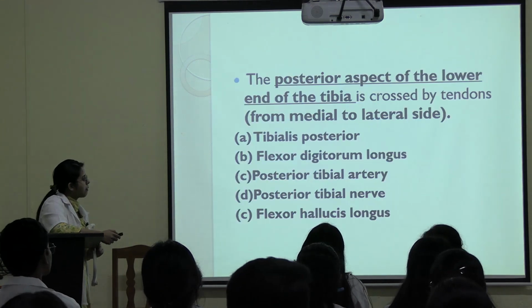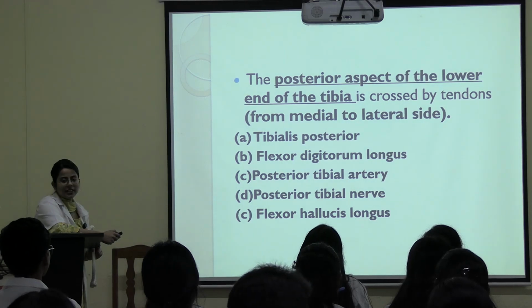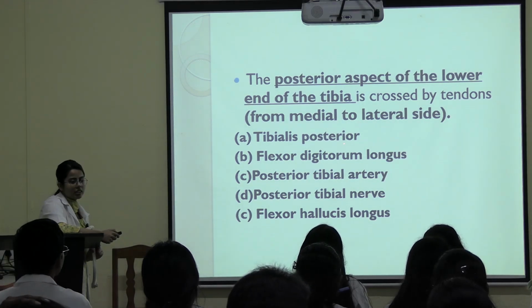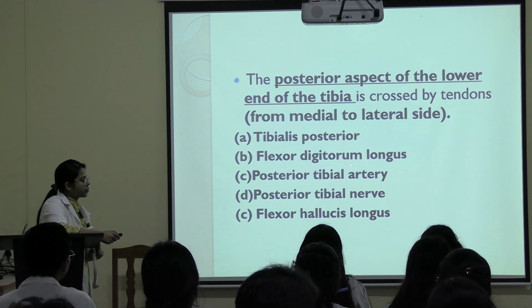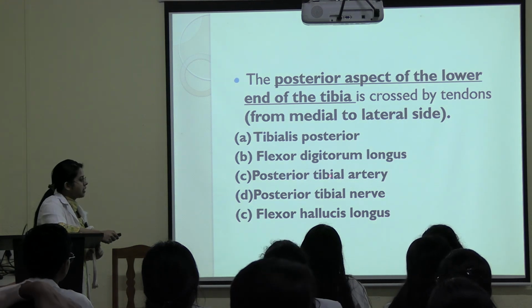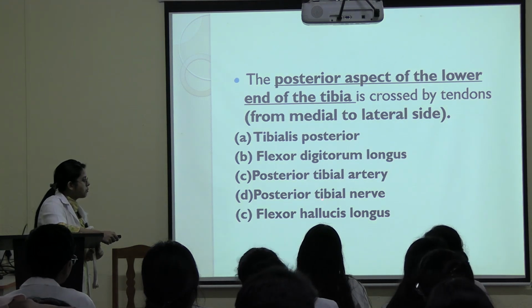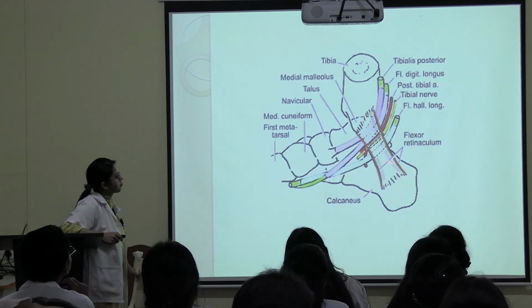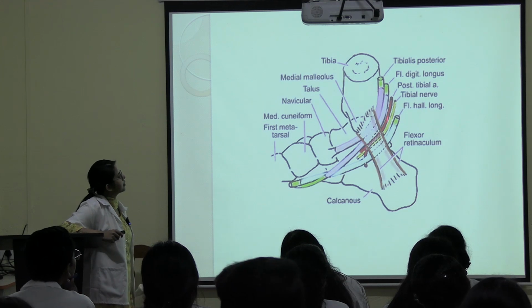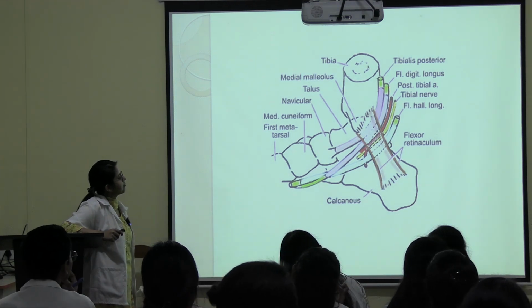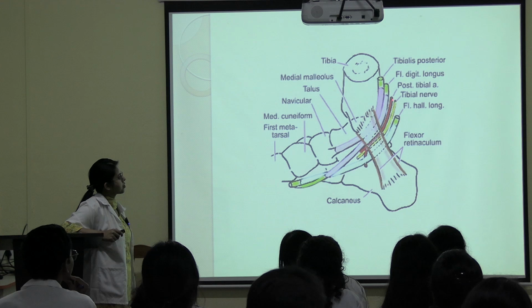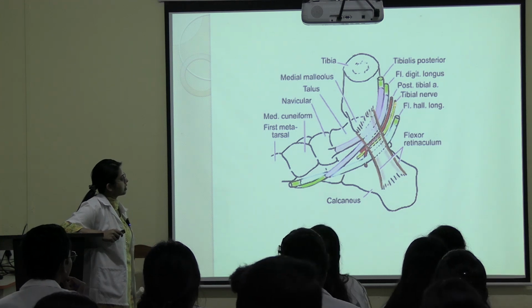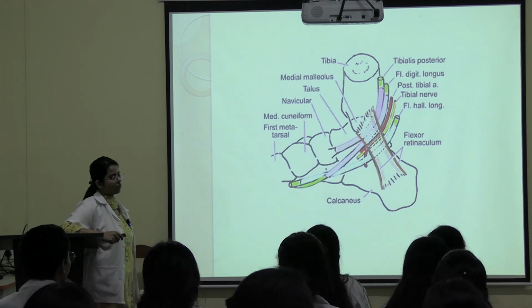Similarly in the posterior part, from medial to lateral, it will have tibialis posterior, then flexor digitorum longus, posterior tibial artery, posterior tibial nerve and flexor hallucis longus. See, posteriorly it will have tibialis posterior, flexor digitorum longus, posterior tibial artery, posterior tibial nerve, flexor hallucis longus.